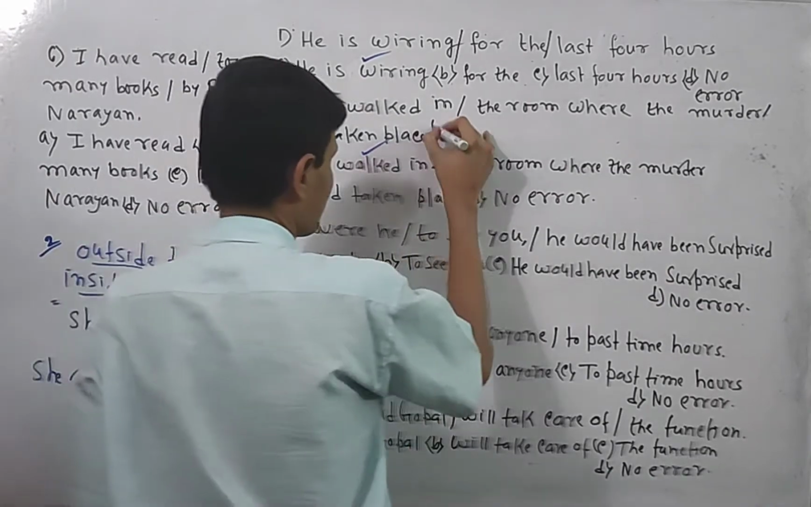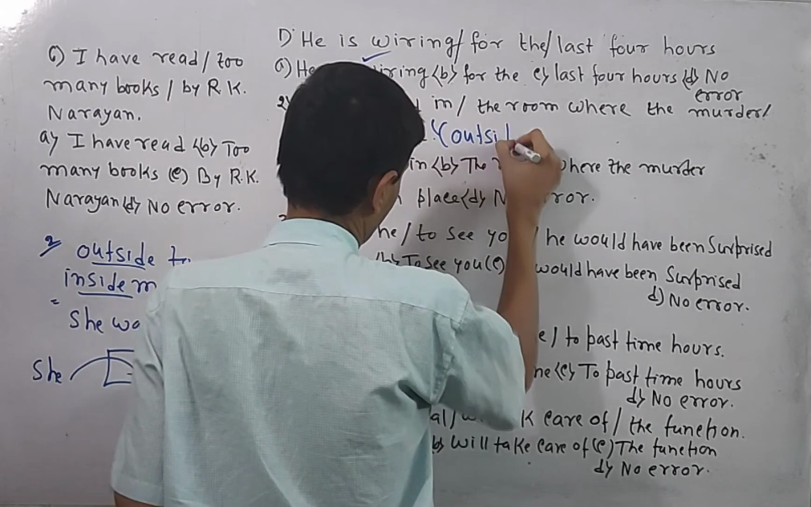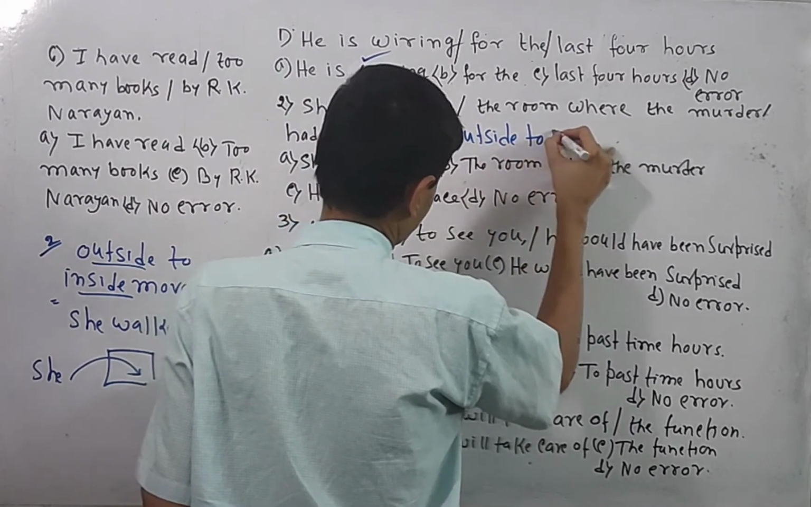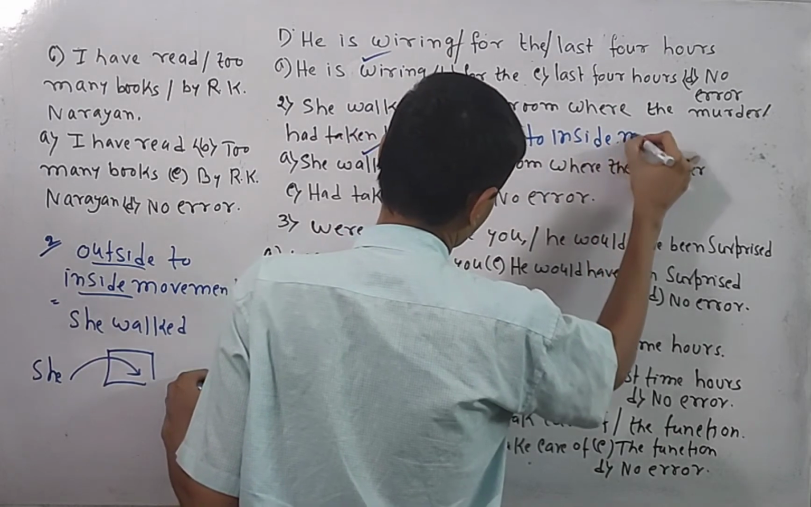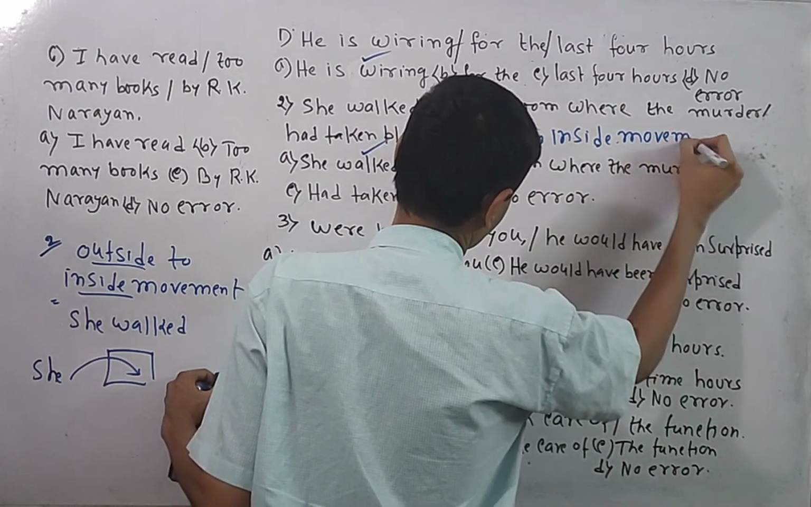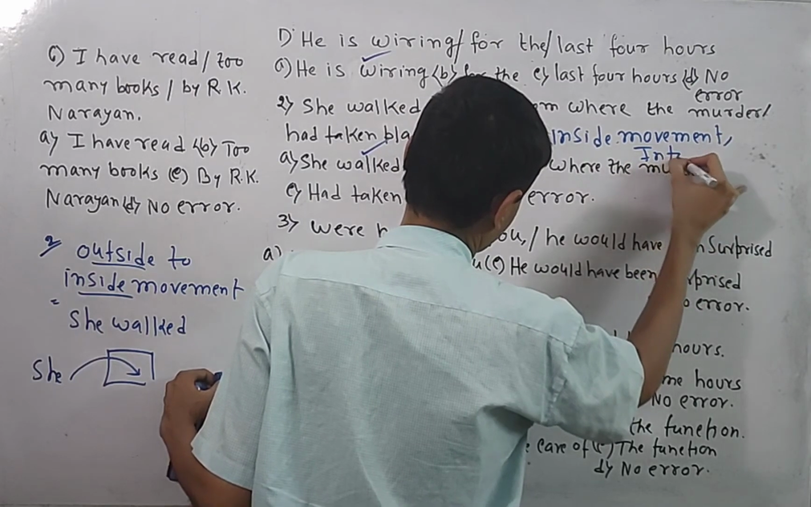So if I write outside to inside movement, into must be there.